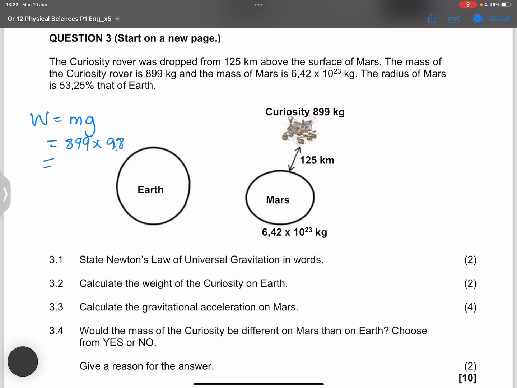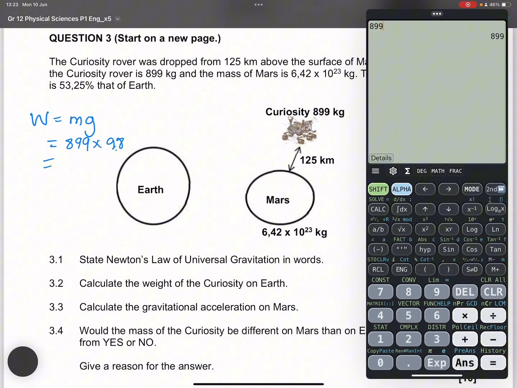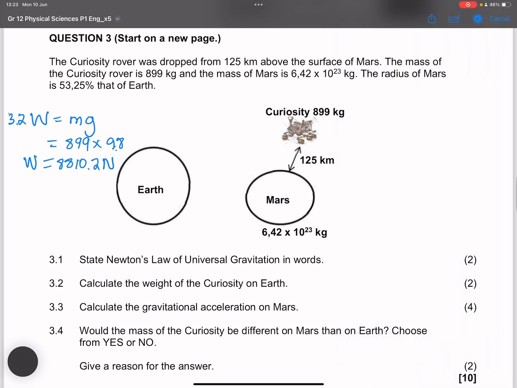Okay, and if we calculate that, that's 899 times 9.8, and we get a value of 8,810.2. Okay, so that's 8810.2 newtons. So that would be the value of the weight of the rover on Earth. Right, so that's 3.2. Now, let's go to the next question.